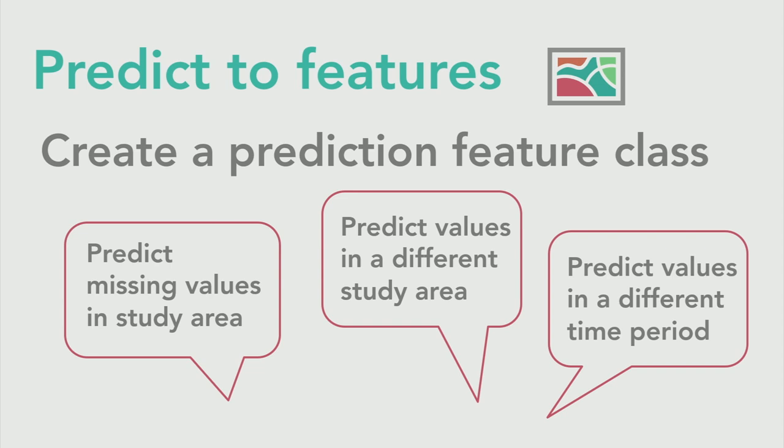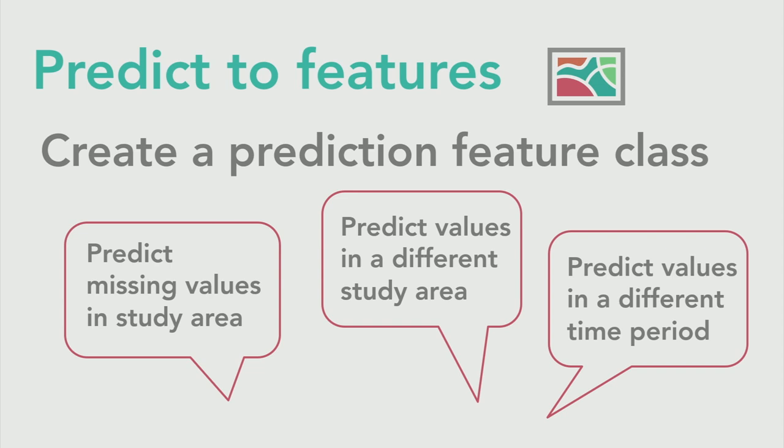So predict to features, it's going to create a prediction feature class. So you could do that to predict missing values in your study area. So the same place that you had the explanatory training variables, maybe you had some holes in that data and you wanted to use prediction to fill in those gaps. You could also predict values in a different study area. So let's say that you trained your model in California, but then you wanted to try to predict values in Oregon. Or you could predict values in the same study area in a different time period. So let's say that you found that population was a really important predictor in crime rate, and you had some population projections for 10 years from now. You could use those projected values to try to predict crime rate 10 years from now.